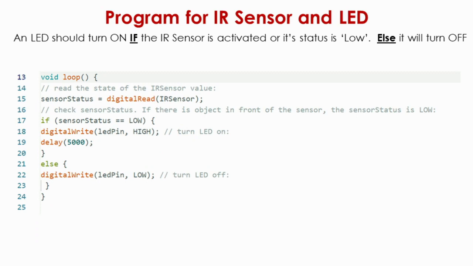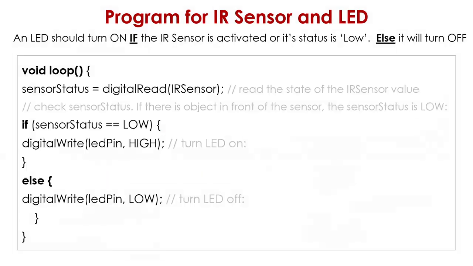In void loop, whatever we write keeps on repeating. What I have written here is: it detects if there is an obstacle, it checks the sensor. If the sensor status is low, then the LED is turned on, and if the sensor status is not low, or it is high, the LED turns off. That means if there is no obstacle, the LED turns off. If there is an obstacle, the LED turns on.